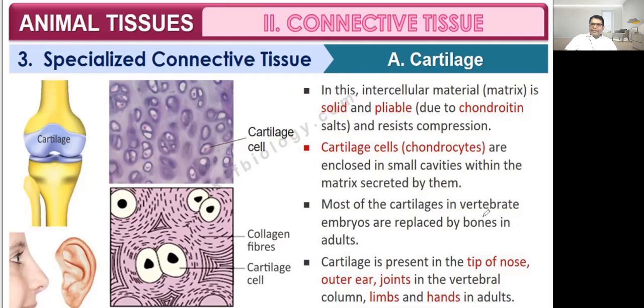Most of the cartilage in vertebrate embryos is replaced by bones in adults. Even when a baby is born, the amount of cartilage is more. After some time, after the passing of many years, the cartilage is replaced by bones in adults. Cartilage is present at the tip of the nose. You can find cartilage in the outer ear. At joints there is also cartilage, in joints of the vertebral column, limbs and hands. These are the areas where you can find cartilage.